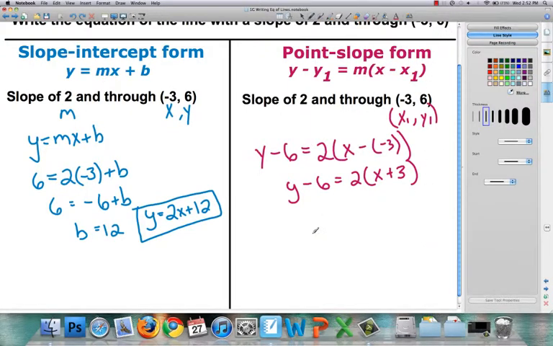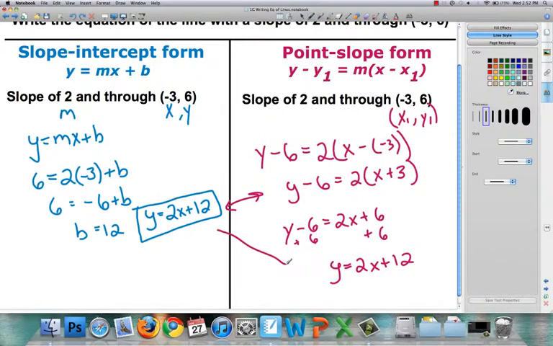But really, these two equations really are the same. If you would like to now get your point-slope form into slope-intercept form, you can do so. You can distribute your 2, so you get y minus 6 equals 2x plus 6, add 6 to both sides, y equals 2x plus 12, which now is in slope-intercept form.